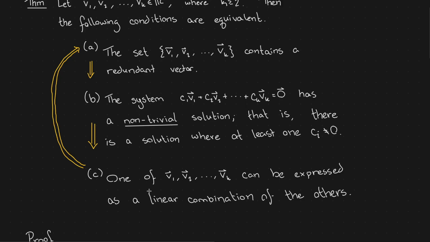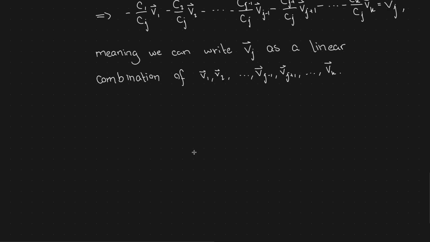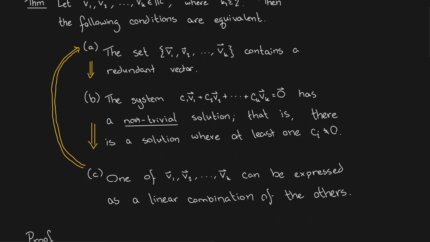So I'm going to assume that if one vector can be expressed as a linear combination of the others, then we have a redundant vector. Okay, this is an idea that we have seen before. We've looked at particular examples, but now we're going to look at the general proof.